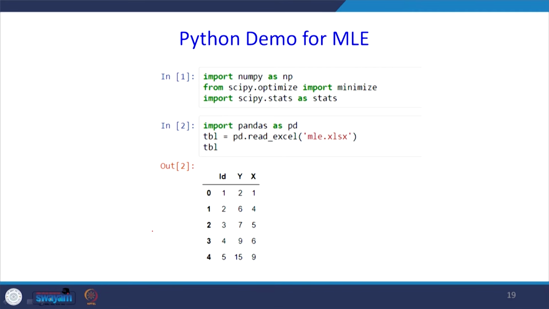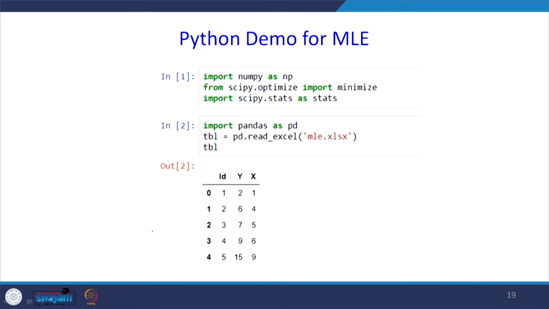Before that, I have explained various theories. Now, we will take one example. I will explain how to estimate the parameters of a regression equation using the principle called maximum likelihood estimation. The file name I have taken is MLE.